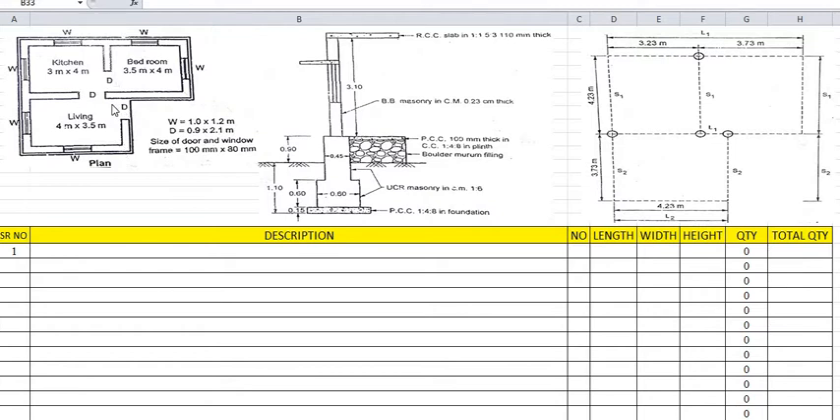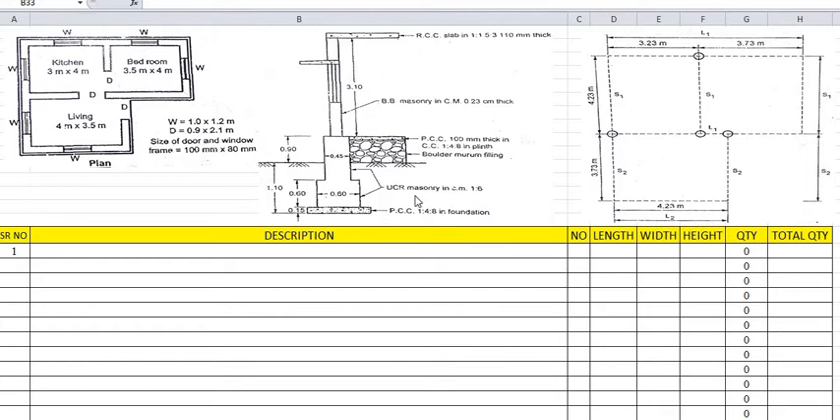Here there are 3 doors and 6 windows: 1, 2, 3, 4, 5 and 6. The sizes of doors and windows are given, and the size of the door and window frame is also given, but in today's problem we will not use the size of doors and window frames. Later on we will see what the use of this is. Presently we will see how to find out the different quantities depending upon this. First we will see which things are given in the sections.